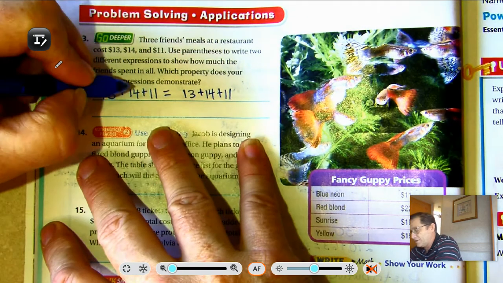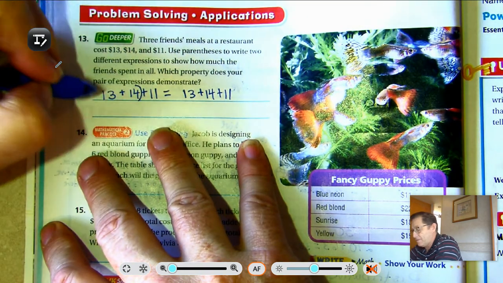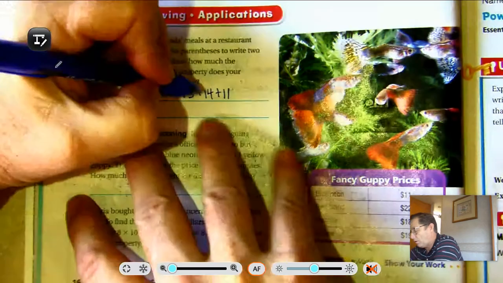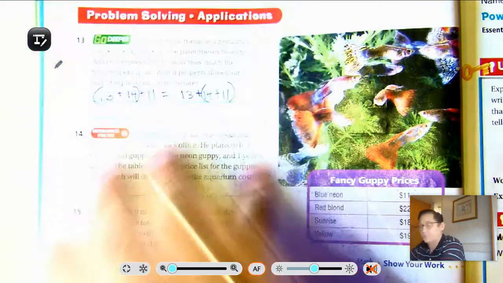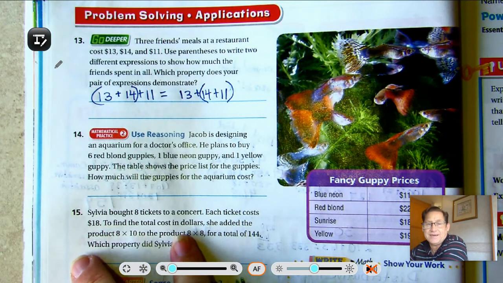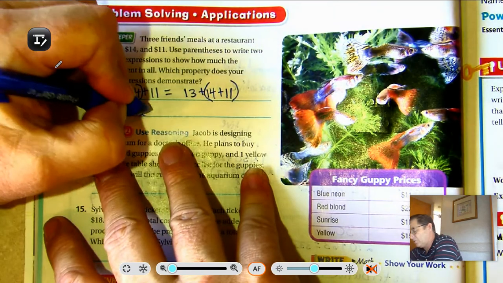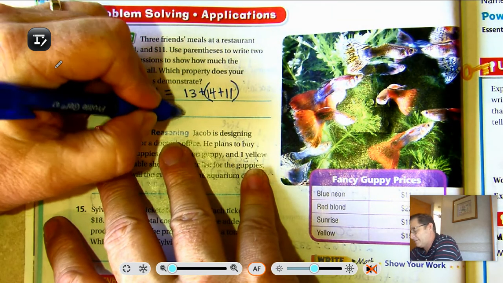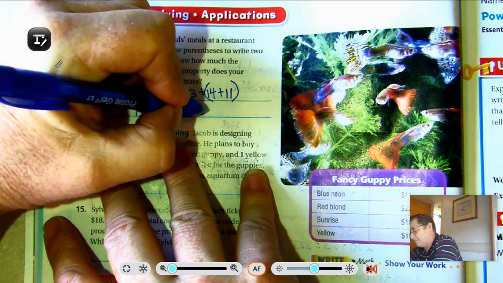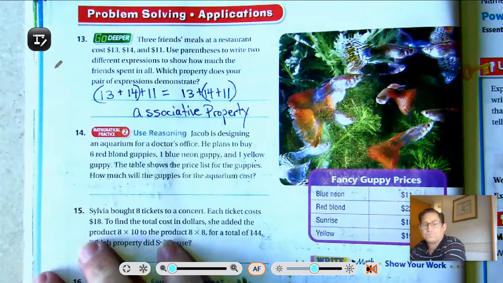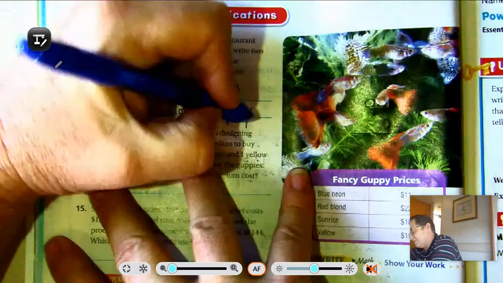Well, we could say (13 plus 14) plus 11, or we can say 13 plus the sum of 14 and 11. So what property does that show? That shows the associative property of addition.